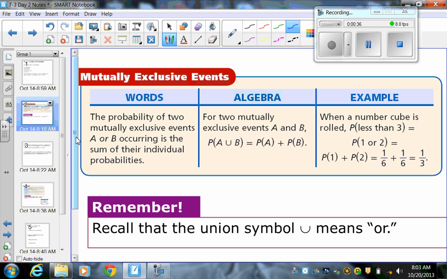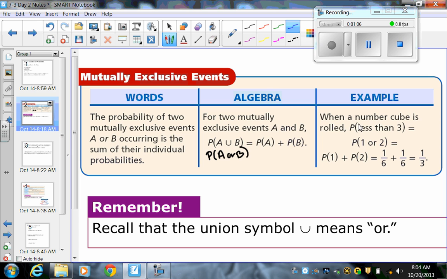So the first type of probability we're going to calculate is the mutually exclusive events. The probability of two mutually exclusive events, A or B, occurring is just the sum of their individual probabilities. So if you have the probability of A union B, and there's a reminder down here that this symbol just means union, this is really just saying the probability of A or B is just equal to the probability of A plus the probability of B.